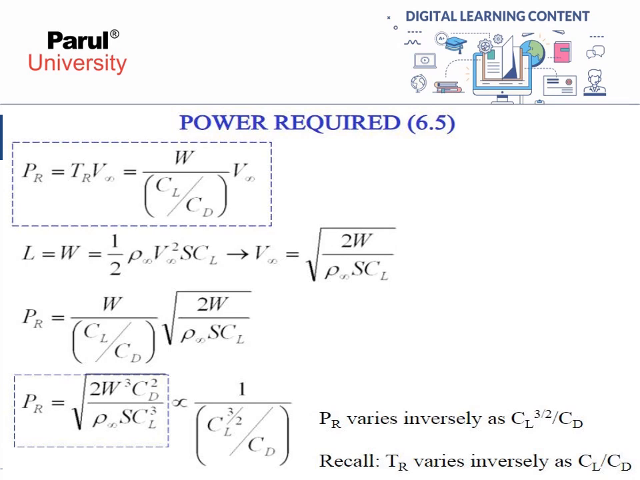Then power required is equal to W by CL by CD into square root of 2W upon rho infinity S into CL. Finally, power required is equal to square root of 2W cube CD square by rho infinity S into CL cube, and it is inversely proportional to CL to the power 3 by 2 upon CD. We can say power required varies inversely as CL to the power 3 by 2 upon CD. Recall thrust required varies inversely as CL by CD. Right?